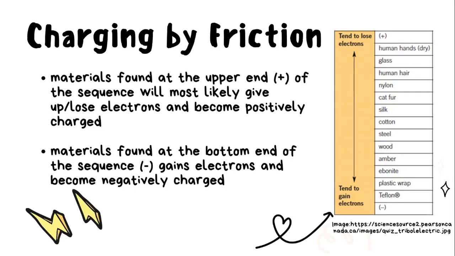The rules are quite simple. The materials found at the upper end, or the plus sign, of the sequence will most likely give or lose electrons and become positively charged. The materials found at the bottom end of the sequence, or the minus sign, will most likely gain or receive electrons and become negatively charged. To understand the triboelectric series more, let's try this activity.